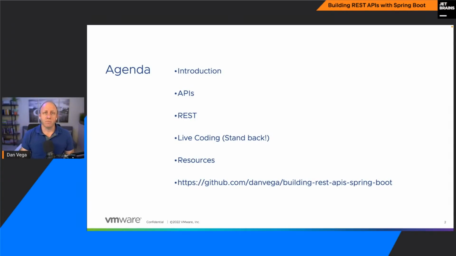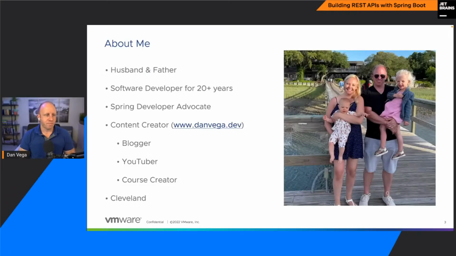When we leave here today, I'll give you some resources, some next steps, a little bit of a deeper dive into some of the topics that we talked about today, and some of the things that you can learn after you learn this. There is a GitHub repo for this. You'll see the link there, github.com/danvega, building REST APIs in Spring Boot. That contains all the code that we're going to cover today.